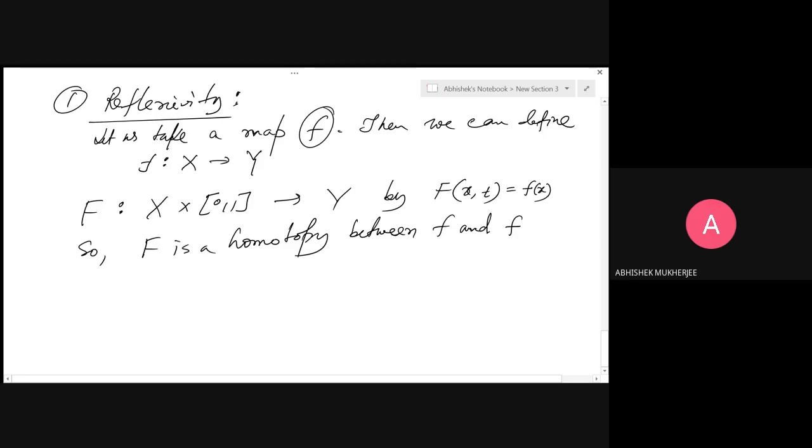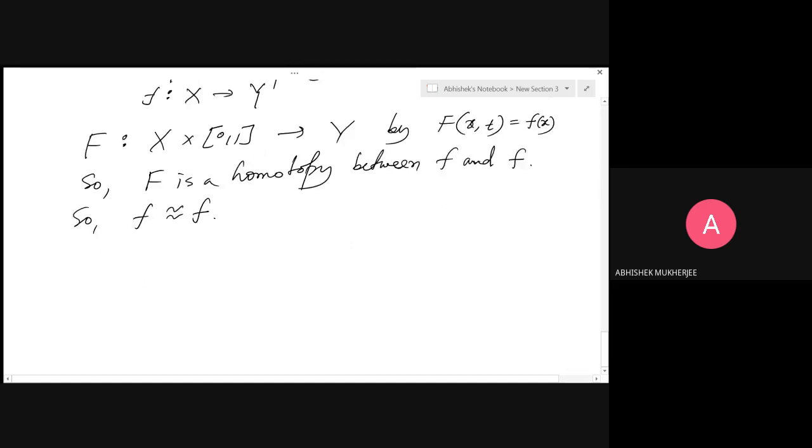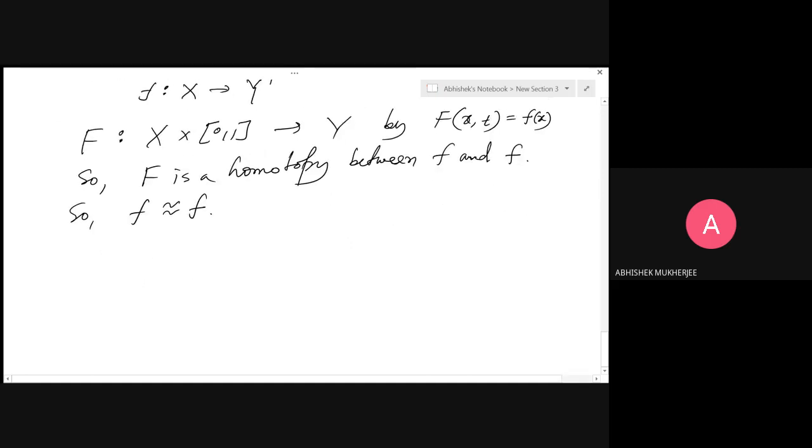Right? And similarly, if you consider the path homotopy case, you will definitely have this one also. So f is path homotopic to f. So this shows that these relations are reflexive.